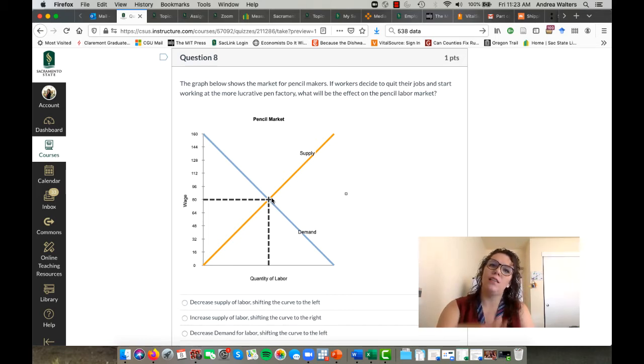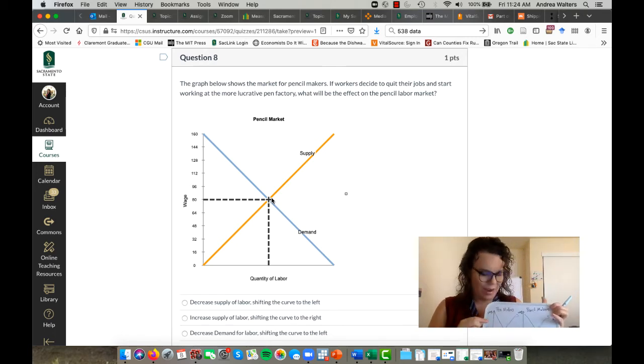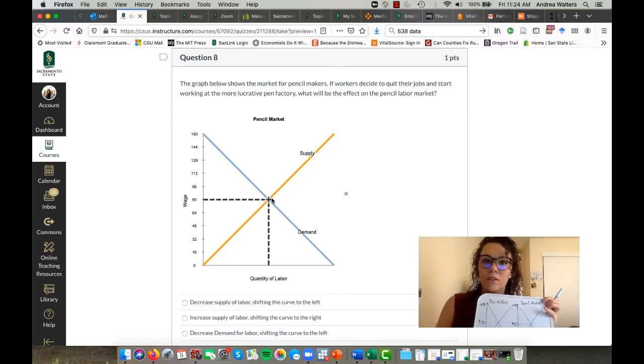So this question compares the market for pencil makers with the market for pen makers. It says the graph below shows the market for pencil makers. If workers decide to quit their jobs and start working at the more lucrative pen factory, what will be the effect on the pencil labor market? So I took the liberty of doing a little chart here. Here you can see the labor market for pen makers and the labor market for pencil makers. And the idea is that wages are higher in the pen maker market. So if wages for pencil makers are $80 a week, maybe it's $100 a week for pen makers.